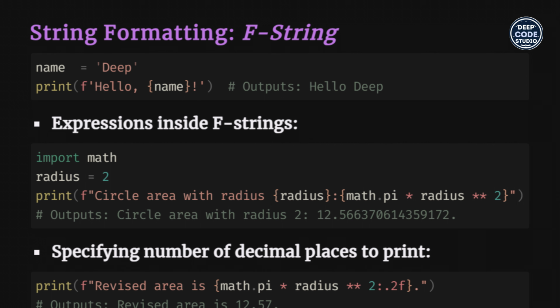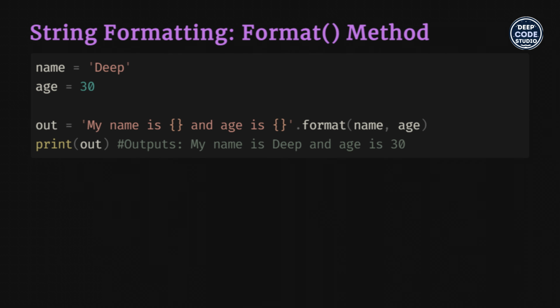This way the code remains clean and the output is formatted exactly how you need it. Then there is another method, that is the format method, to format a string. Python's format method offers a versatile way of handling string formatting, allowing you to construct strings from variables and expressions neatly. It takes a string containing placeholder braces and replaces them with values that you want to specify.